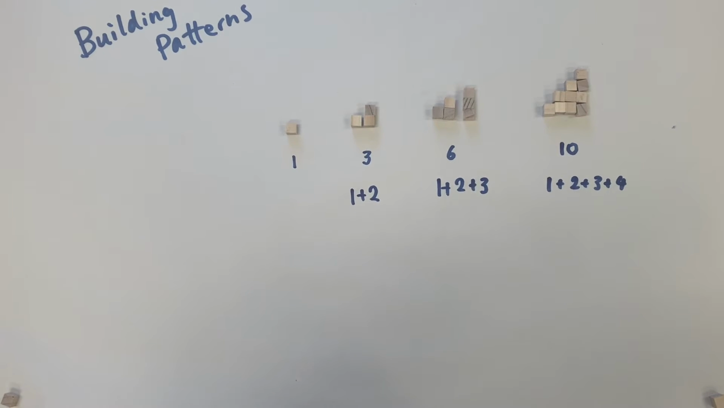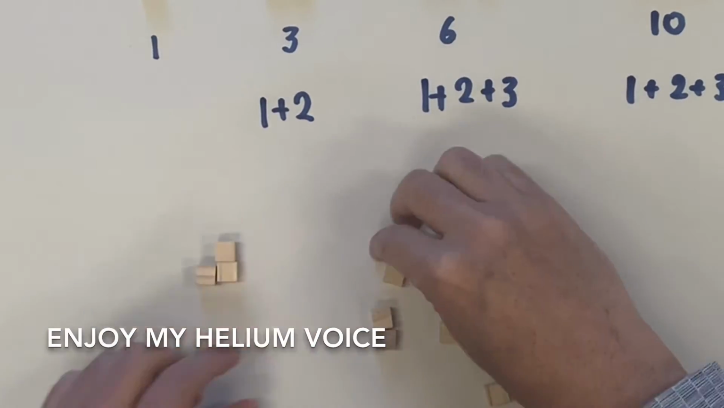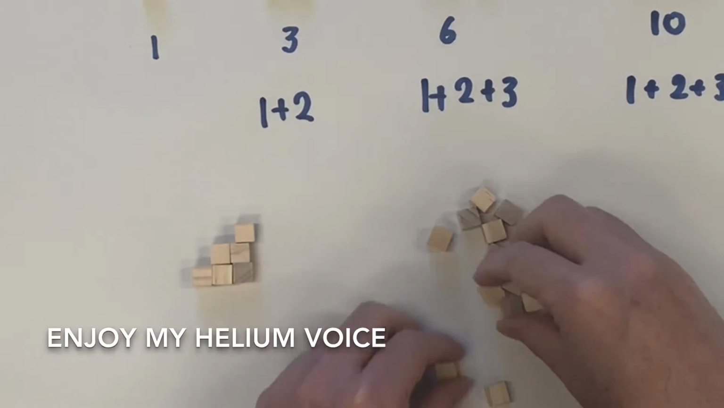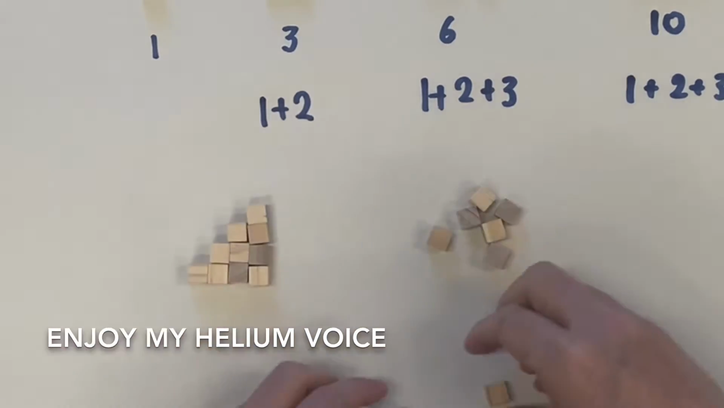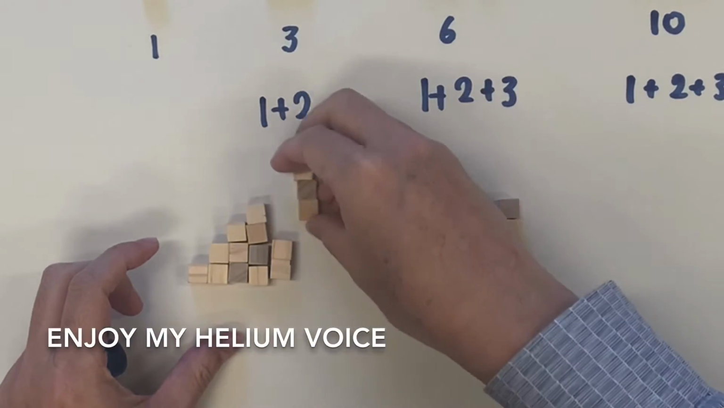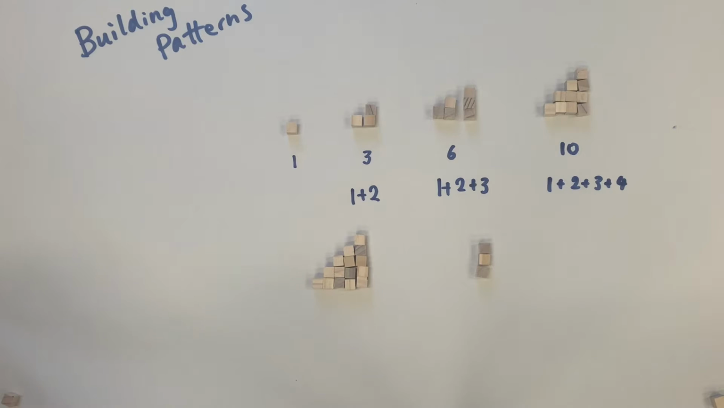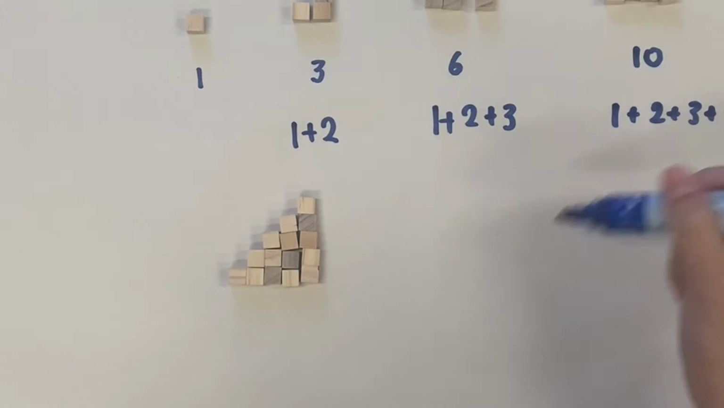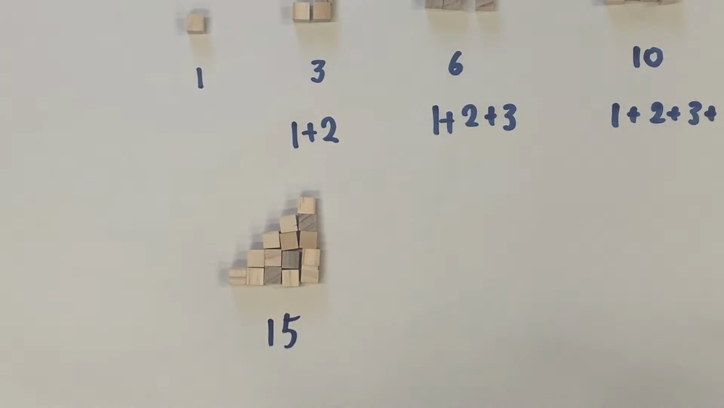So let's see if we can make that block. I have more blocks here. 1 plus 2 plus 3 plus 4. And 5 more. 1, 2, 3, 4, 5. So this is, well, it was 10 and added 5, so this must be 15.